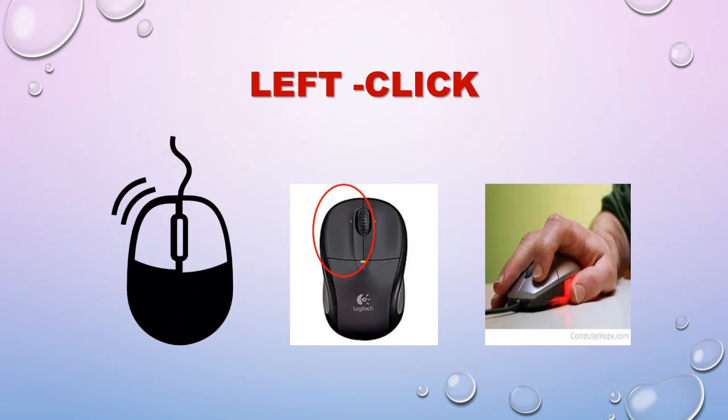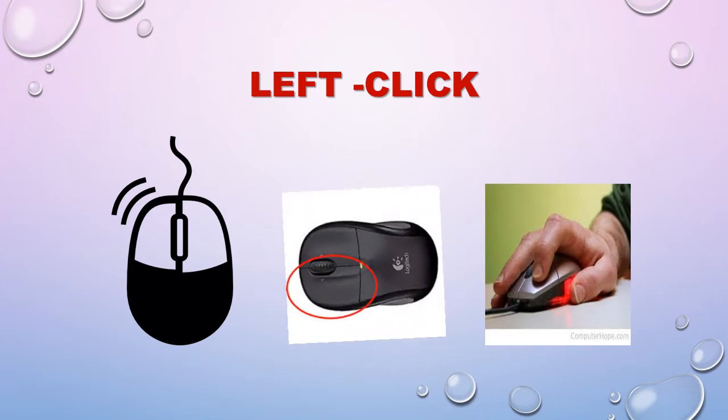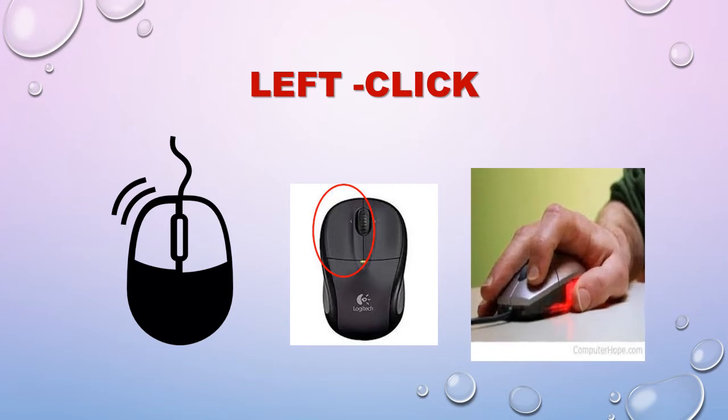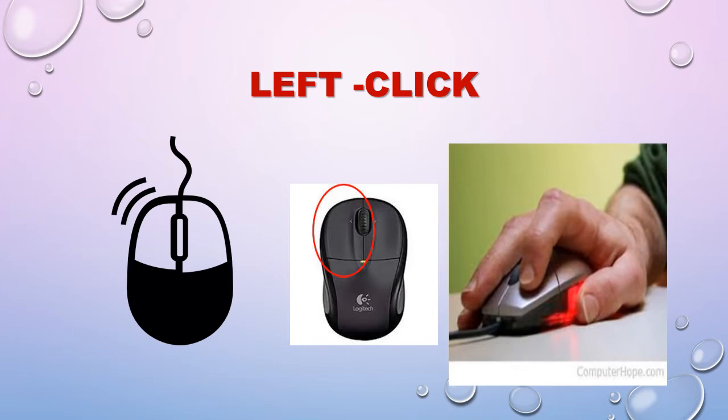By seeing this itself, we can understand what is meant by left click, right? In the mouse, left side, left button, we are pressing the left button, that is called left click. To left click the mouse, gently press the left button of the mouse with your finger and release it. This will make a clicking sound. A mouse click simply means left click. If your teacher or someone is instructing you to click your mouse, then you have to click your left button. The left click is generally used to select an item on the monitor.